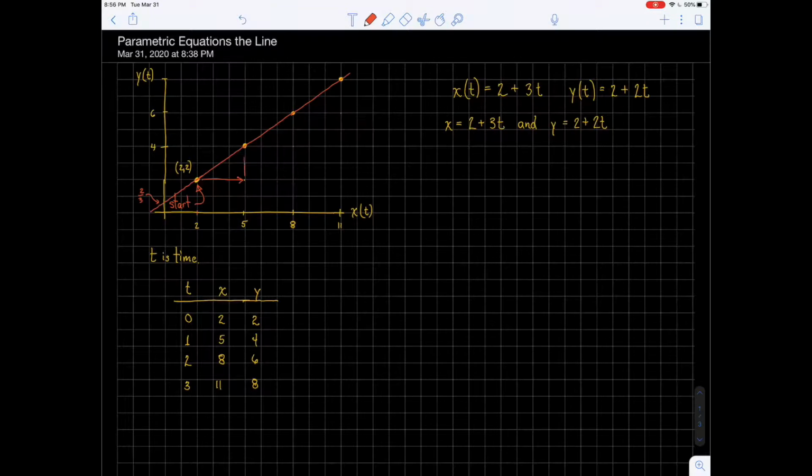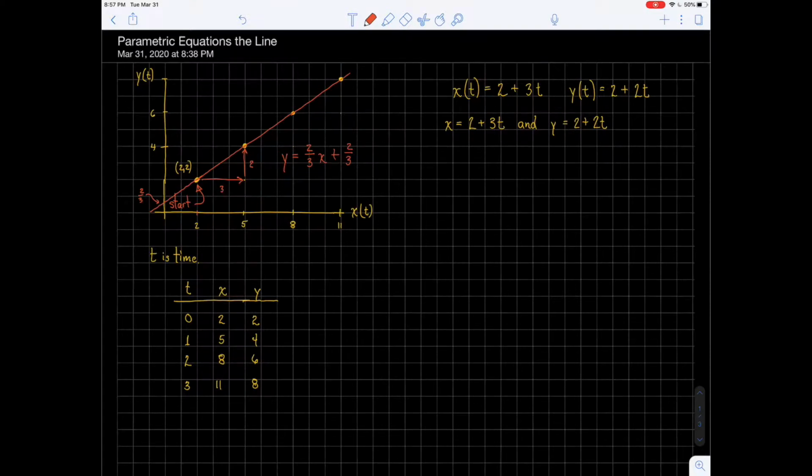And also notice that my rise on each of these is 2, and my run is 3. So it looks like if I was to write this line in slope-intercept form, I would write y equals my slope, which is 2/3 times x, plus my y-intercept, which is 2/3. So what I want to do is decide, can you go from your parametric equations to this traditional form of a line? And here's what you do.